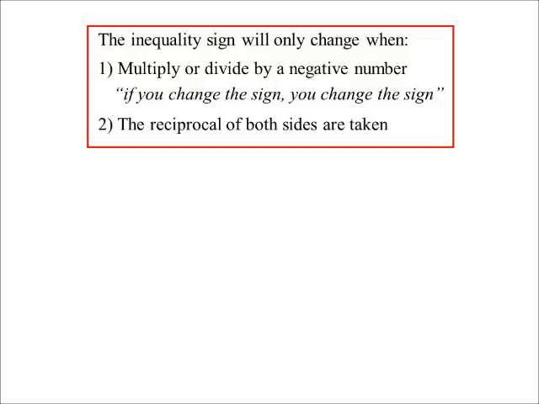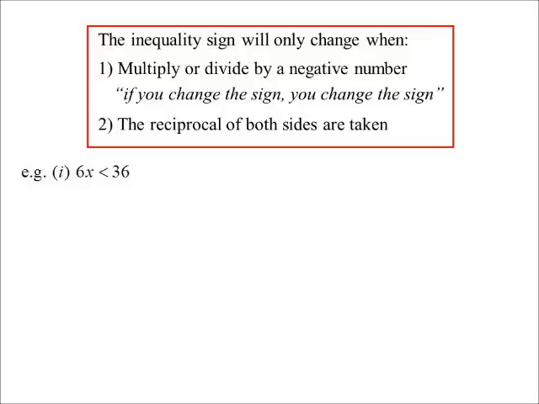The other situation, which sometimes we forget, is if you take the reciprocal of both sides, you've got to change the inequality. Let's think of a classic example. 5 is greater than 3. But if I was to turn both sides upside down, it's no longer true. 1/5 is not greater than 1/3. 1/3 is greater than 1/5. So if you were to turn both sides upside down, you would have to change the inequality sign as well.